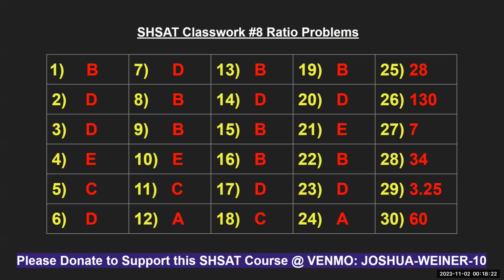1 was B, 2 was D, 3 was D, 4 was E, 5 was C, 6 was D, 7 was D, 8 was B, 9 was B, 10 was E, 11 was C, 12 was A, 13 was B, 14 was D, 15 was B, 16 was B, 17 was D, 18 was C, 19 was B, 20 was D, 21 was E, 22 was B, 23 was D, 24 was A, 25 was 28, 26 was 130, 27 was 7, 28 was 34, 29 was $3.25, and 30 was 60 miles per hour average.